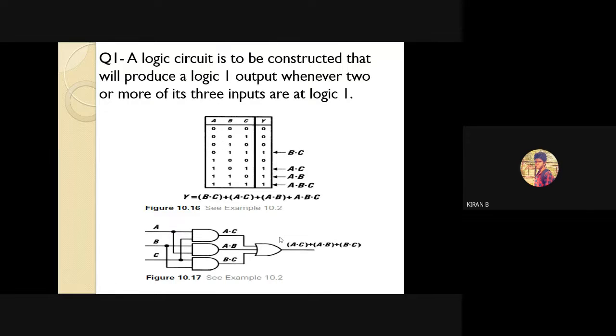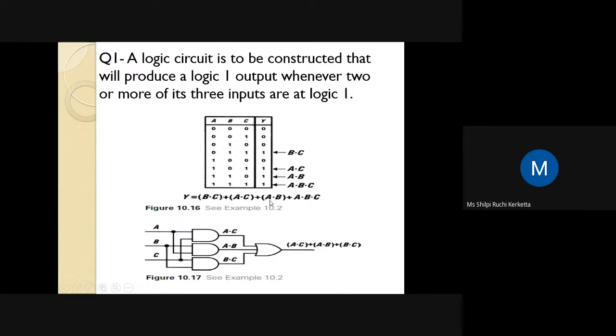Ma'am, what about ABC? Hmm? ABC plus ABC in the last term. This last term, actually if we simplify this now, it will eliminate this ABC. That's why we are not using this. Okay. You don't have to study simplification.